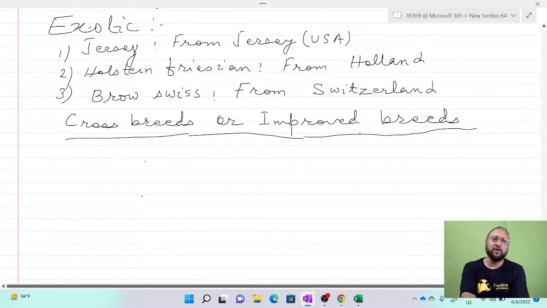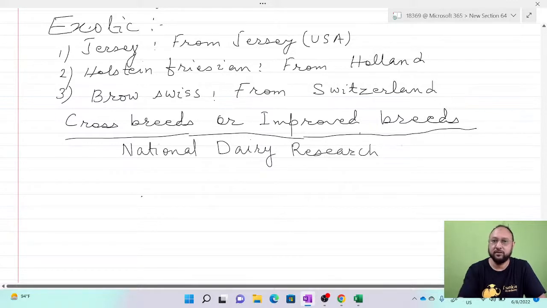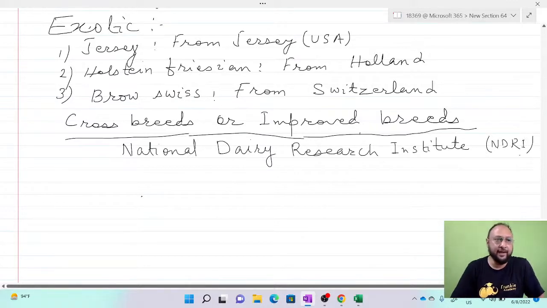In our country, improved breeds of dairy cow have been developed at the National Dairy Research Institute. So it has been done by the National Dairy Research Institute, and this is the NDRI, the short form. National Dairy Research Institute of India is situated at Karnal, Haryana.